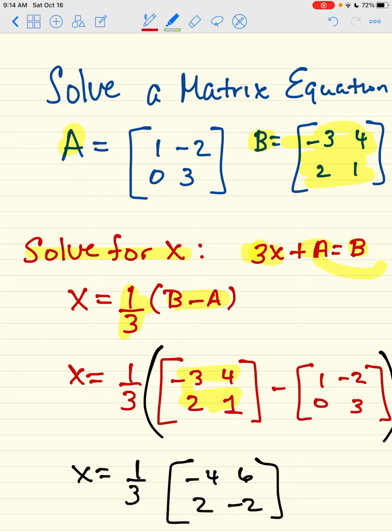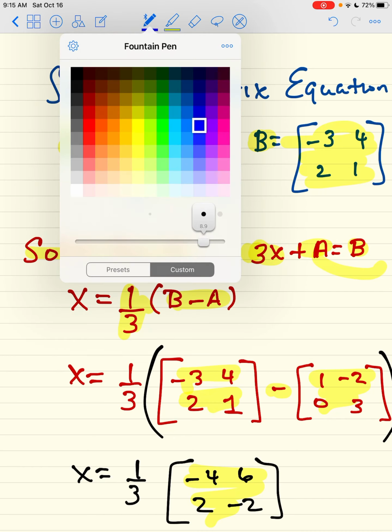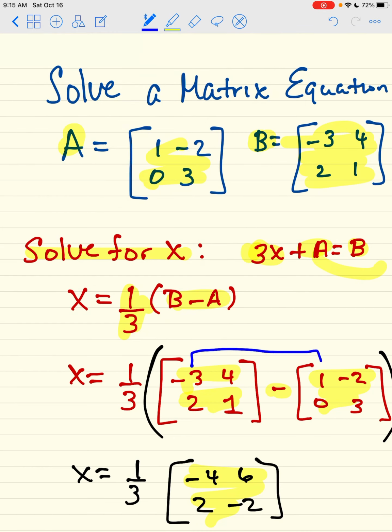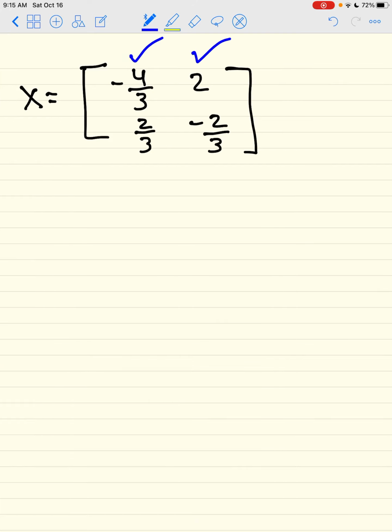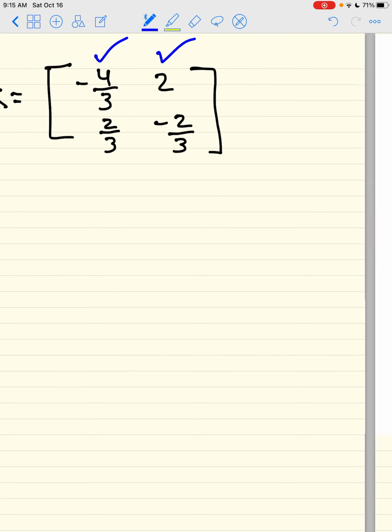And then we're going to subtract A from B, 1, negative 2, 0, 3. We're going to come up with this, right? Take a look. How do we subtract element with element? Negative 3 minus 1, negative 4, 4 minus negative 2, 6, and so on. And then we're going to take 1/3 of that, which is a scalar, okay? So 1/3 of negative 4, 1/3 of 6, and so on. So that's how we can solve for that, all right?